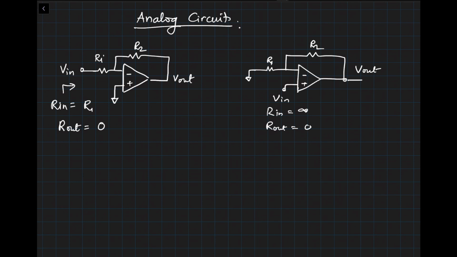Okay, so we would like to get a difference amplifier, which is subtracting the two inputs V1 and V2. However, we would like to get R in equal to infinity all the time. Okay, so how do we do that? So we can combine these ideas together, and here is a classic example.